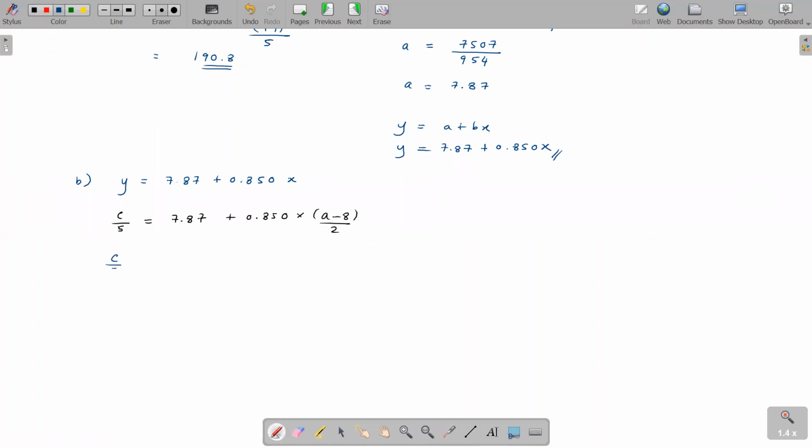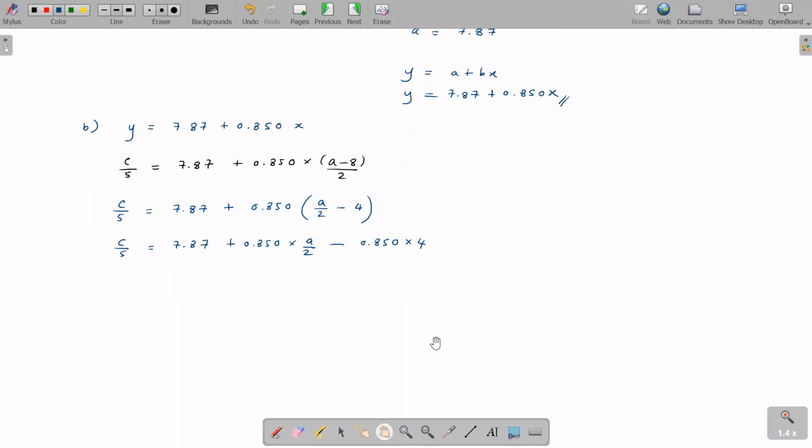So let me write this again. c over 5 equals 7.87 plus 0.850 times, you can separate this as a over 2 minus 8 over 2, which is 4. Are you with me, guys? Okay. So the simplification is entirely you can do on your own. You can do it the way you wish. This is 0.850 into a over 2. This is minus 0.850 into 4. You have to expand the bracket with 0.850. Right, guys? Expand the bracket with 0.850.